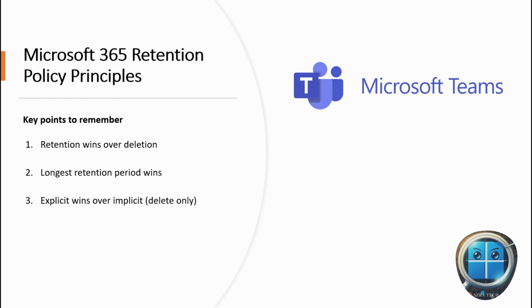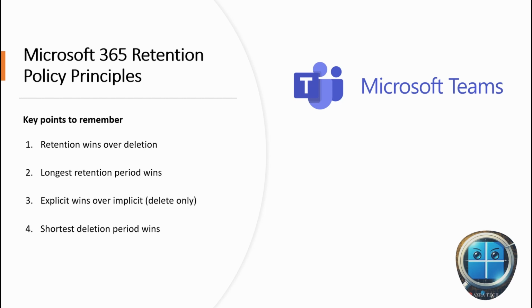Explicit wins over implicit. If you have a policy that applies to all the departments, and then you have a delete policy that only applies to a specific group of users, in this case both policies are for deleting the data. So whatever your explicit policy says, that is going to win the rule here, and that only applies to delete though.